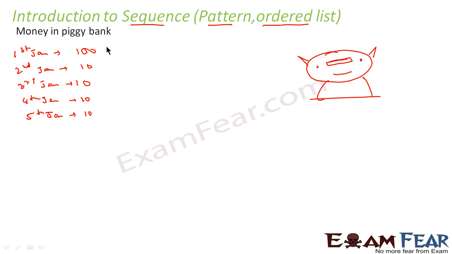Now, at any point of time, if you want to know how much money you have in your piggy bank, then you can use sequence. For example, on Jan 1st, the amount was 100. On Jan 2nd, it was 100 plus 10, that is 110. On Jan 3rd, 110 plus 10, that is 120. On Jan 4th, 120 plus 10, that is 130. And Jan 5th, 130 plus 10, 140. Similarly, it will keep increasing.